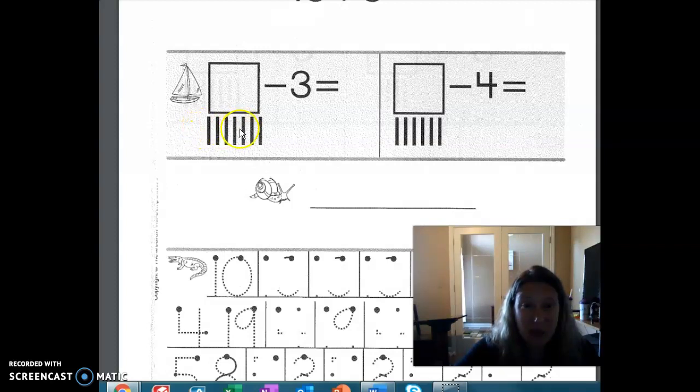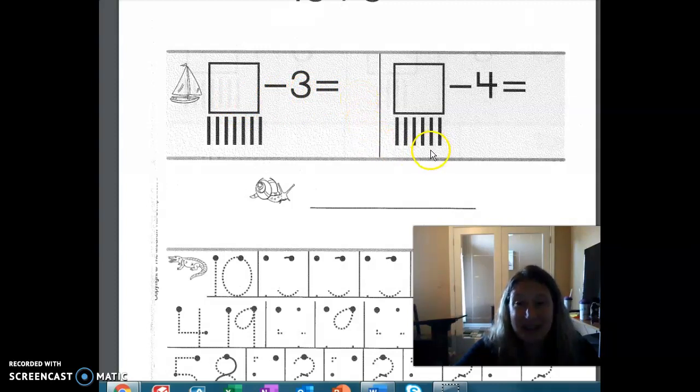These are the lines that you end up with right here. You end up with how many lines? 4 lines. So 4 is your answer. So you should have 7 take away 3 equals 4.